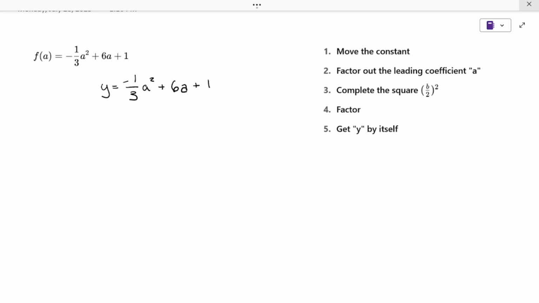I love how I wrote my a's differently. That's typical. I don't know why I do that a lot, and I don't even realize until after I do it. But anyways, okay.